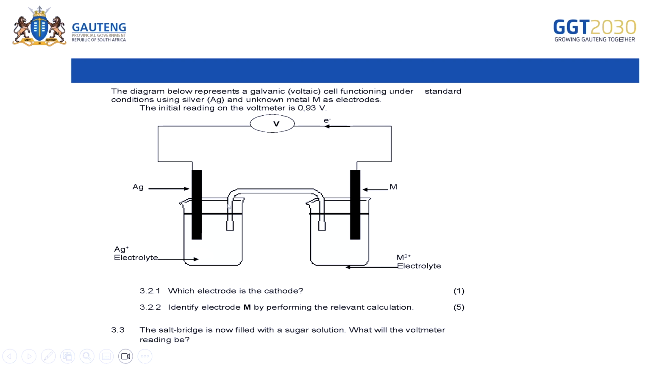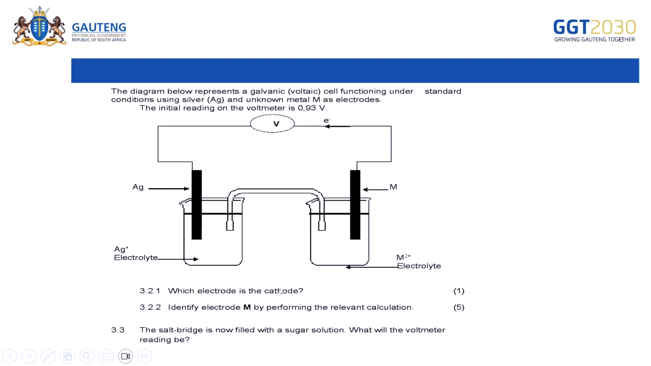So I want you to study your galvanic cell. There are 2 half cells. There's silver on the first electrode. There's a beaker with an unknown metal. That's why they are calling it metal M. So the first question that they are asking is, which electrode is cathode? How do you know that it's a cathode?